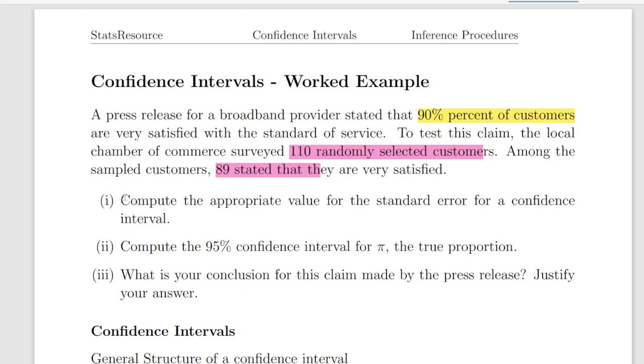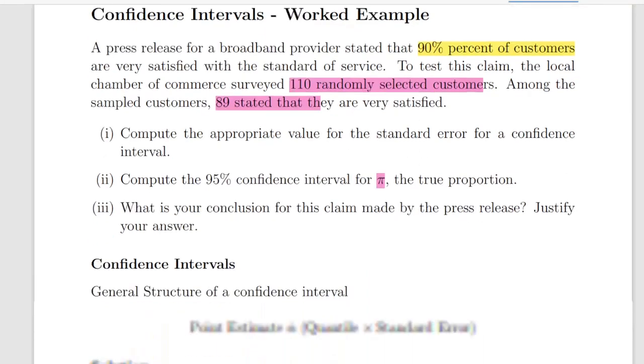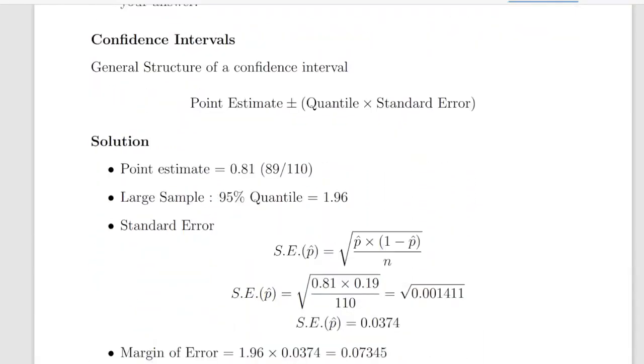Now, there's three parts to this question, but really it ultimately goes towards the one particular conclusion, the one particular procedure. Calculate the appropriate value for the standard error for the confidence interval, and then calculate the 95% confidence interval for pi, the true proportion. What is your conclusion for this claim about 90% made by the press release? Justify your answer.